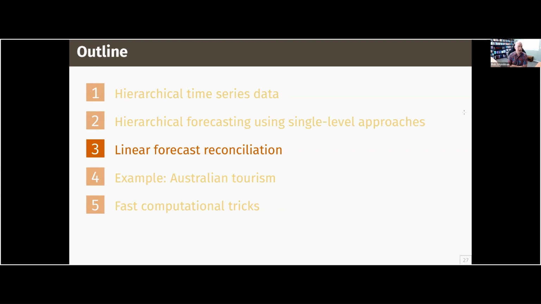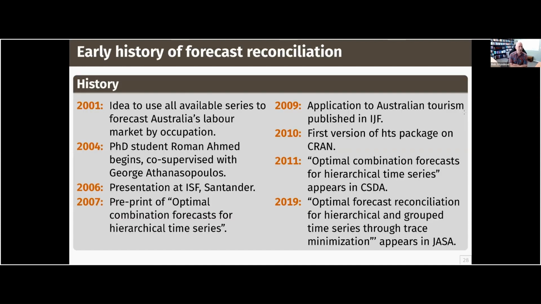And I'm going to go back in time again and talk a little bit about where it came from. So here's a brief history of what's happened over the last 20 to 25 years. The idea for this came to me in a consulting project where I was forecasting Australia's labour market back in 2001. It actually didn't work very well, but not because reconciliation was a bad idea, it was just the nature of the problem.